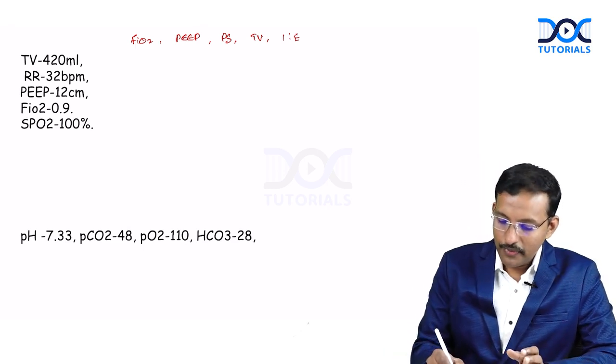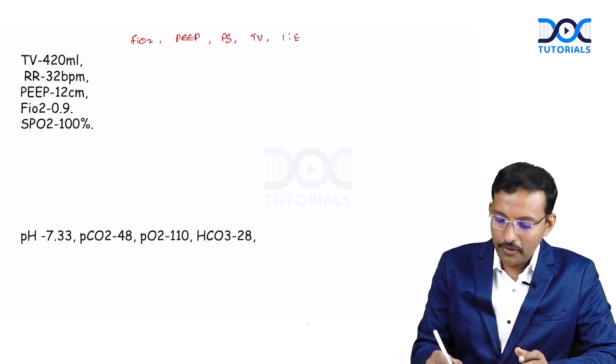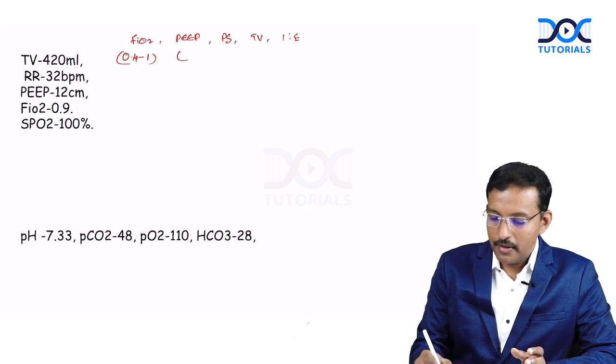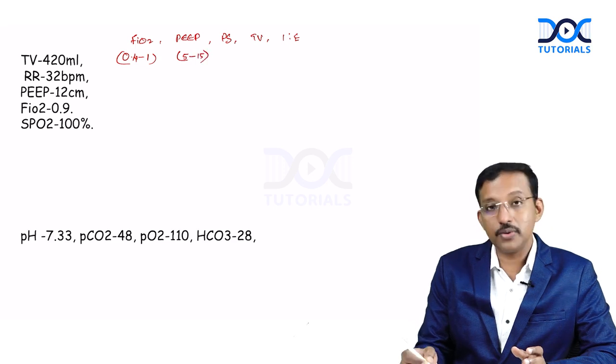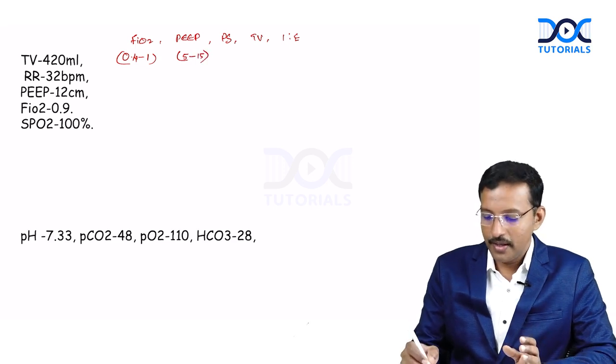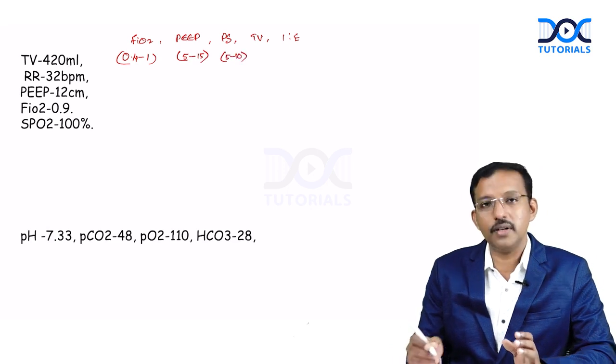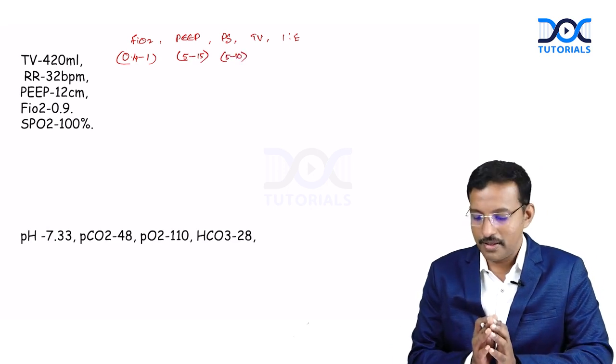We will now learn the normal values. For a normal patient, we start FiO2 of 0.4 to a maximum of 1, which is 100%. And for PEEP, it is anything between 5 to 15 centimeters of water, that is what we usually keep. Now, pressure support is usually given as 5 to 10. That is the one which we normally keep for most of the patients.